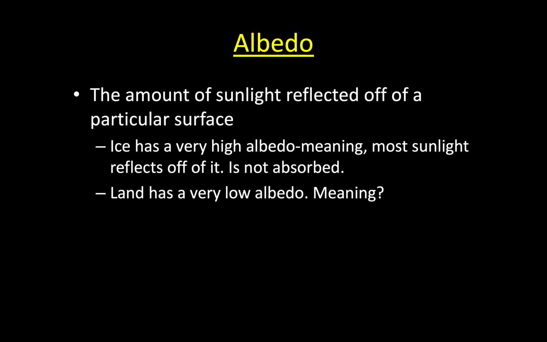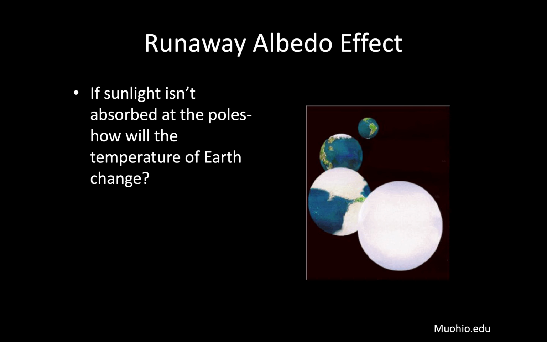The water is kind of in the middle. Water can absorb light, but it also does reflect it. That's why when you go swimming, you should definitely wear sunscreen, because water can reflect a lot of that sunlight as well. So if sunlight isn't absorbed at the North and South Pole, because there's ice there, the temperature of the ice will not get warmer. It will in fact get colder.